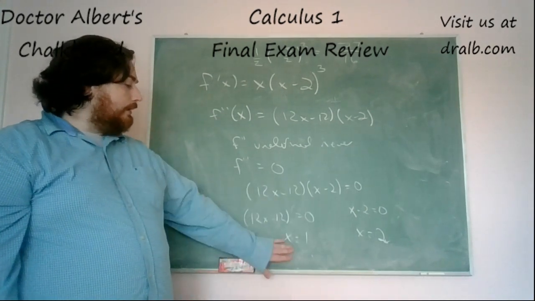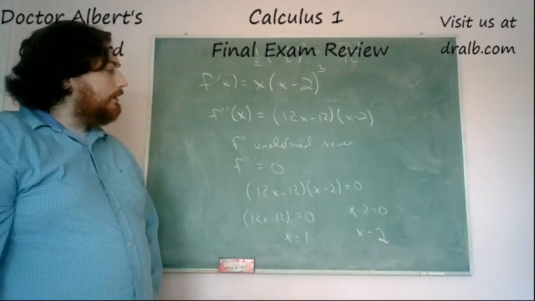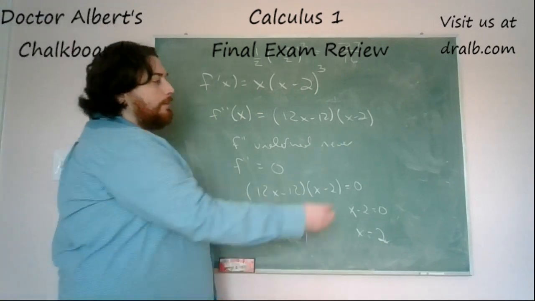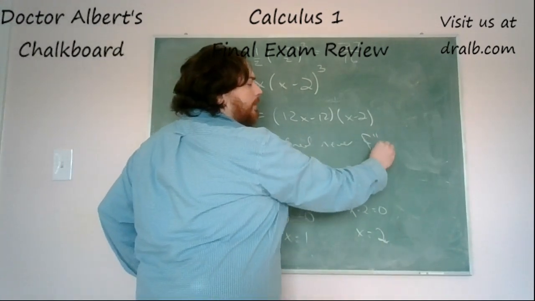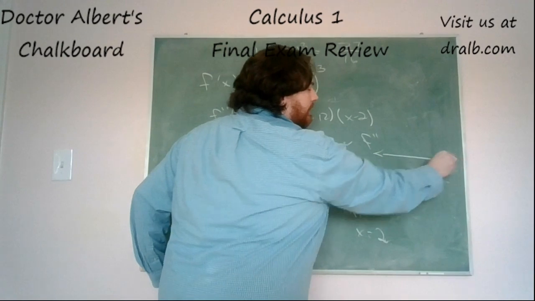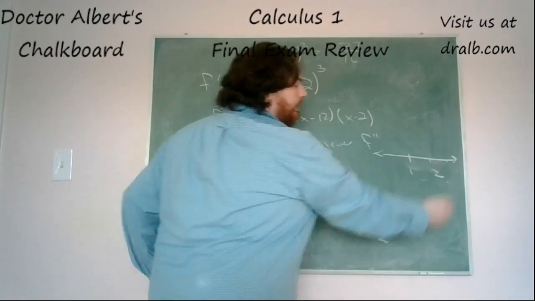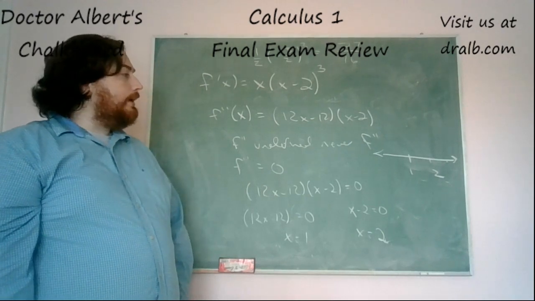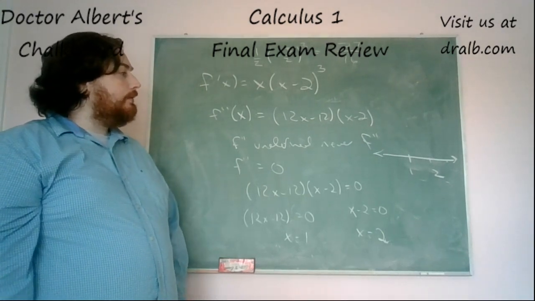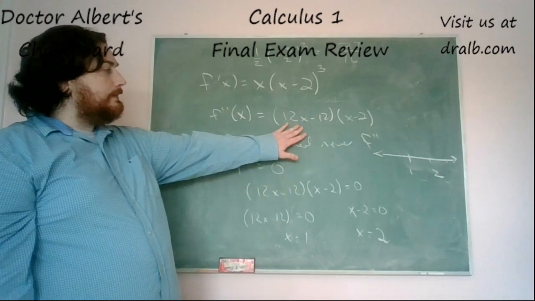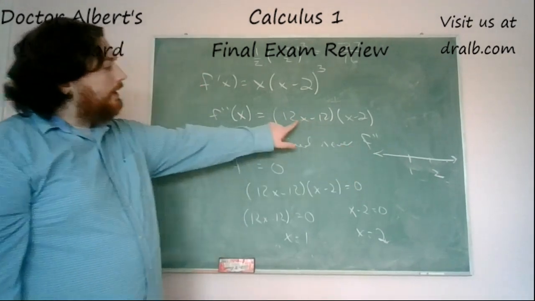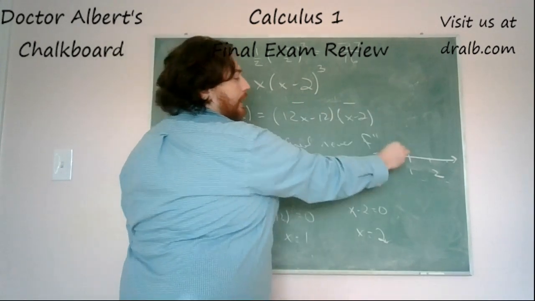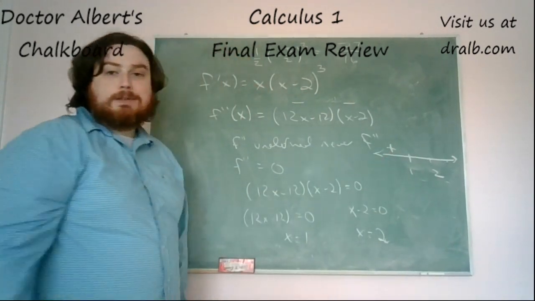And so in order to determine if those are inflection points, or where my intervals of concavity are, I'm going to do the same thing and make another line for f double prime. So I'm going to put on 1 and 2. So I want to find is my second derivative positive or negative. So I'm going to plug in 0 because that's going to be less than 1. So 0 minus 12 is negative. 0 minus 2 is negative, so I get a positive.